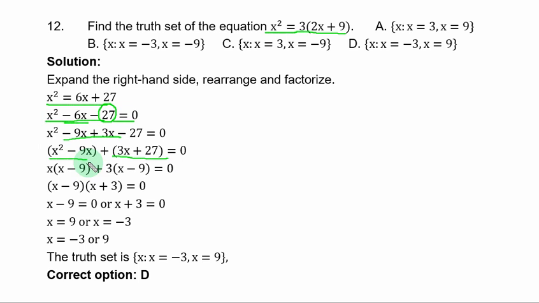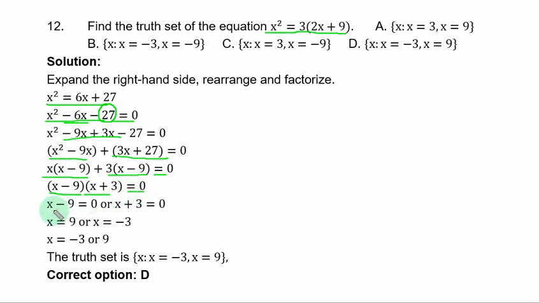From the first group, s is common. You factor out s, you get this result. From the second group, 3 is common. Factor out 3, you get this result. You equate it to 0. Clearly, s minus 9 is common. If you take it out, you are left with s plus 3 that will form the other term, and you equate it to 0.